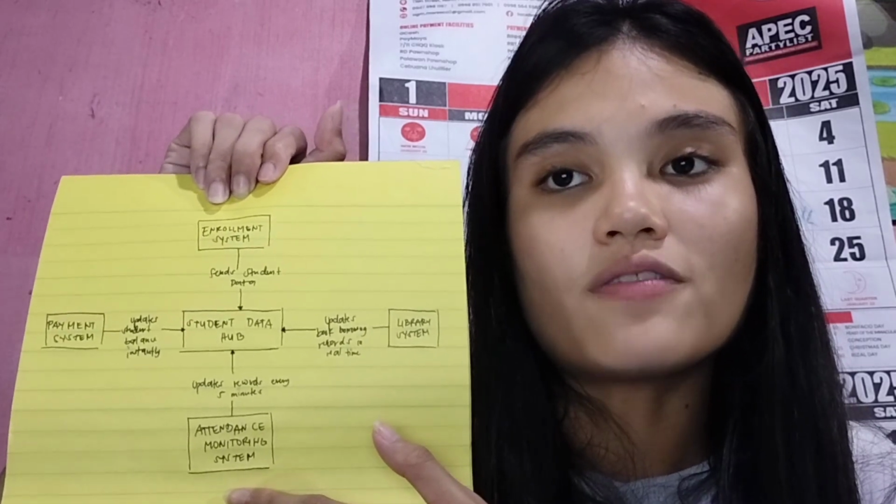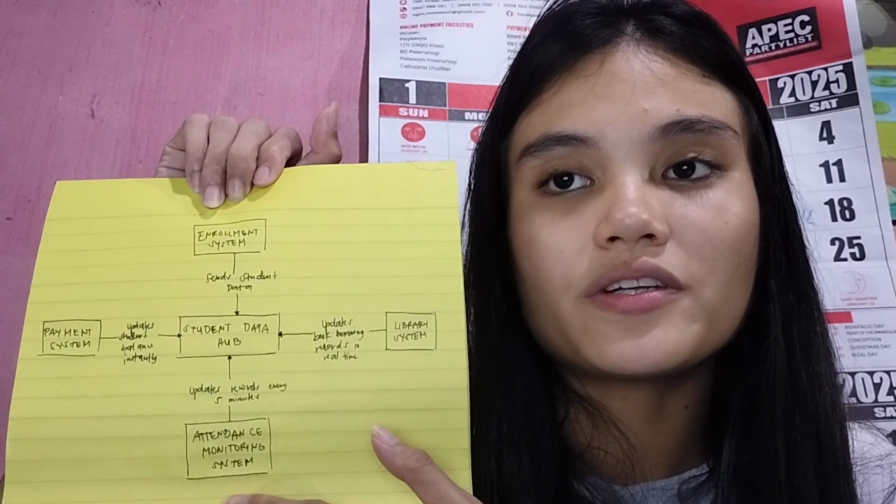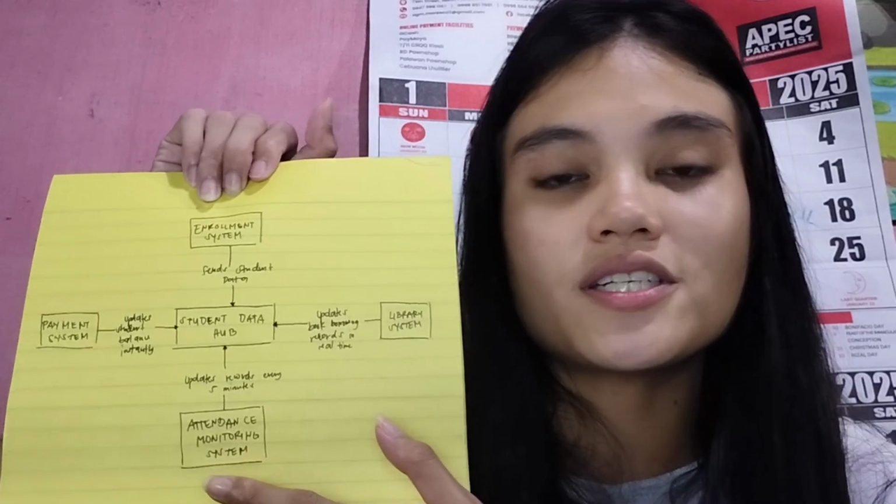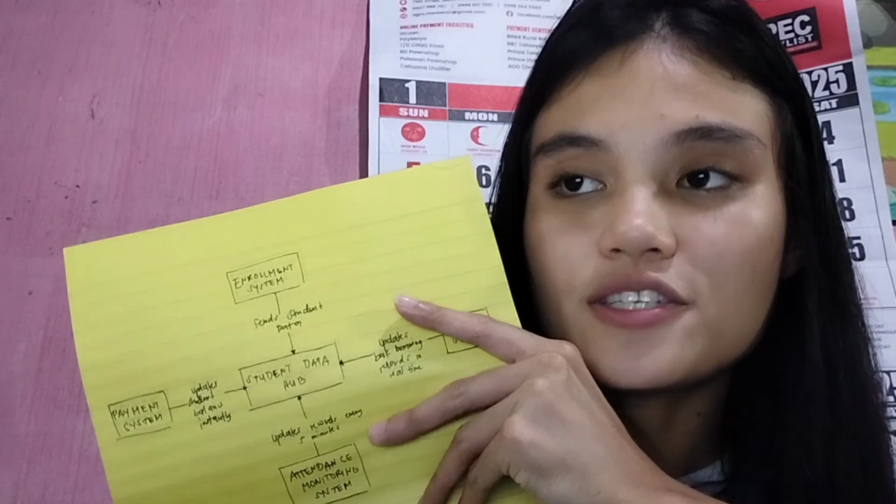Third is allow offline mode. If the system is slow or the internet's down, teachers can still record attendance offline and it will sync when the connection is back. Fourth is set a time limit for syncing. If an update takes longer than 5 minutes, the system will alert an admin to fix the issue.